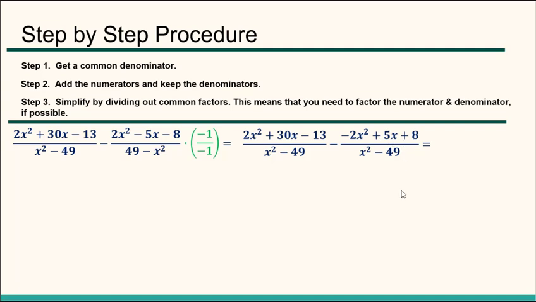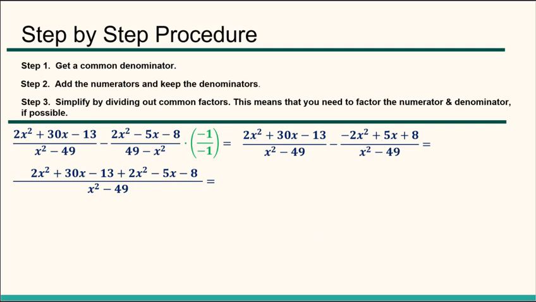But that's all right. At least those denominators are the same, and I can just write down everything over x squared minus 49. Now, I will need to write down everything that's on top, remembering to distribute that subtraction sign right there. So here I go. I've got 2x squared plus 30x minus 13, a plus 2x squared, a minus 5x when I distribute that subtraction sign, and a minus 8.